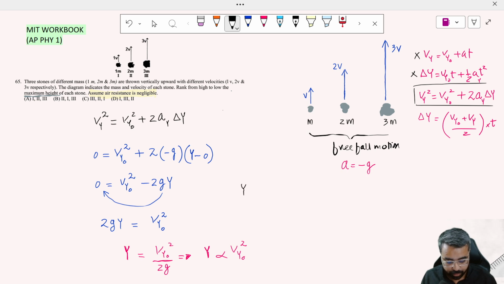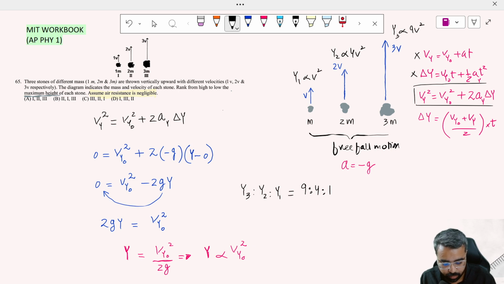What do you think? y3 to y2 to y1 should be equal to 9 to 4 to 1. Because if it has 3v, its height is proportional to 9v square. It's proportional to 4v square when we take the square of the initial velocity, and that is proportional to v square. So of course the 3 is the highest, then second, and then 1, so option C must be the right answer.